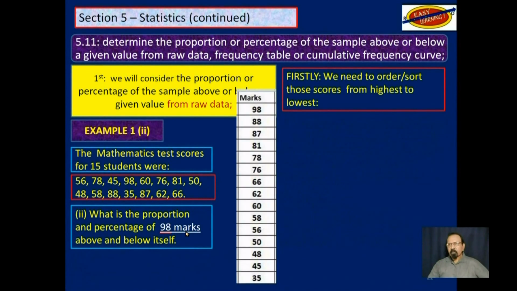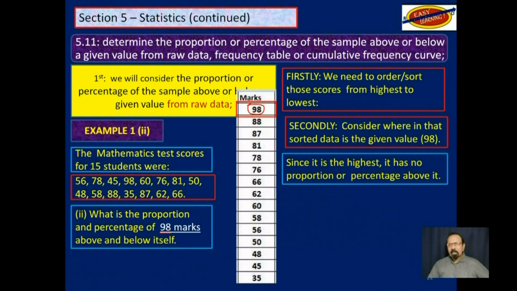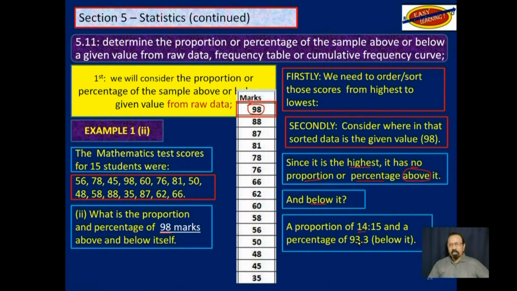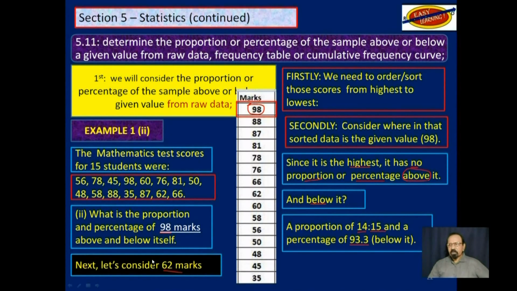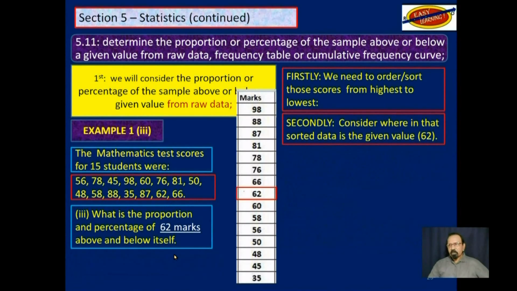Next, let's consider 98 marks. As you could see, 98 is the highest value. Since it is the highest value, it has no proportion or percentage above it, none. But below it, this is what we have. We have 14 out of 15 values below that 98. So it is 14 out of 15, or 93.3% below the 98.